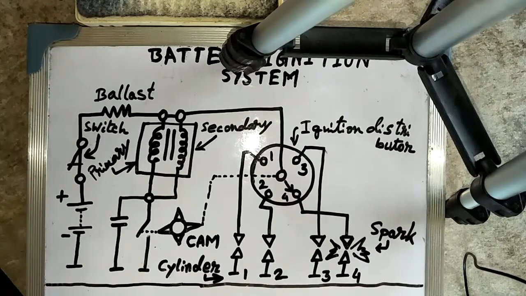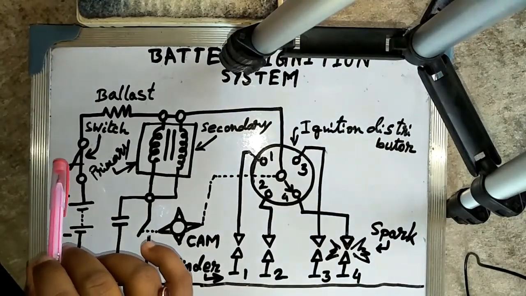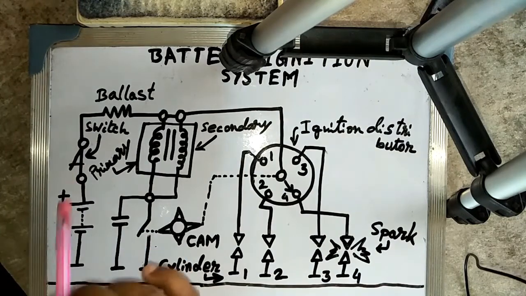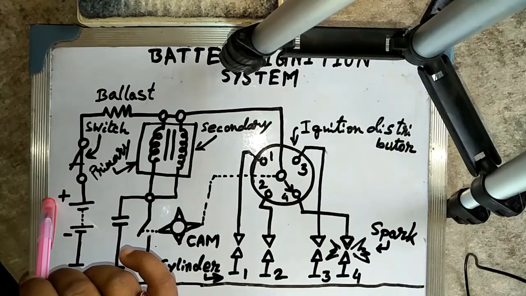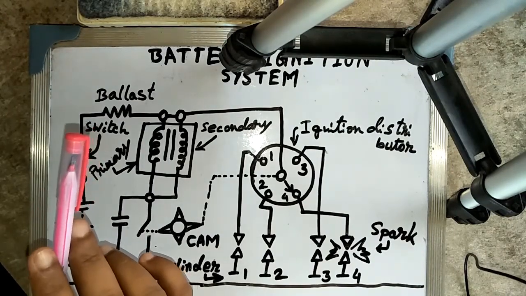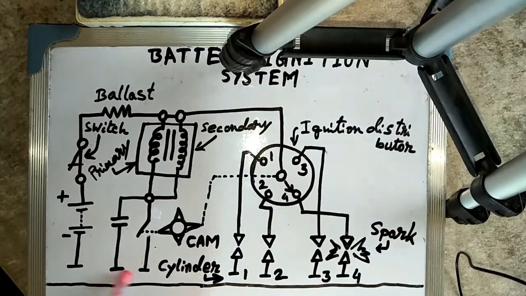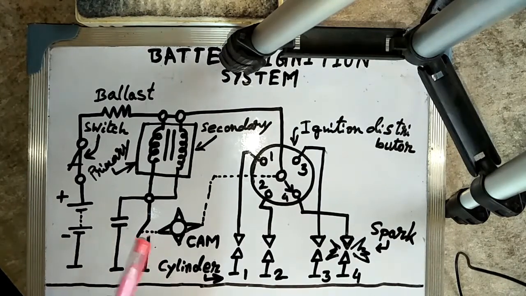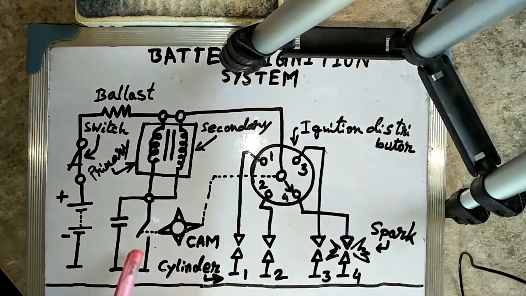One end of the primary winding is connected through the ignition switch to the positive terminal post of the storage battery, as shown in this figure, and the other end is grounded through the contact breaker. The ignition capacitor is connected in parallel with the contact breaker.